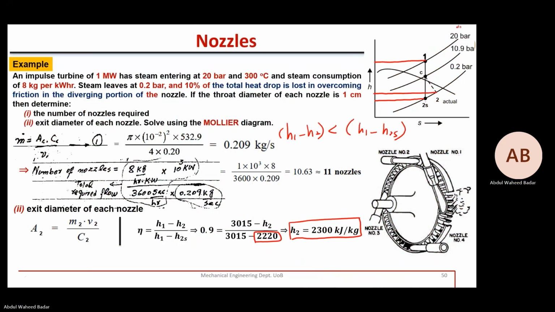C2: 2 into H1 minus H2, just put values. So here is C2, 1196 meter per second. How much was C1? 500. Oh my God. This is the velocity with which the steam is moving. That's why they use a number of nozzles. If only one nozzle, your turbine will definitely break. So this power which we are using, how is it produced? Look, only 1 megawatt we are talking about.